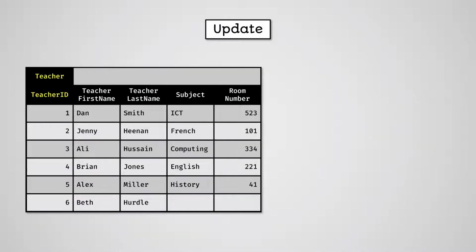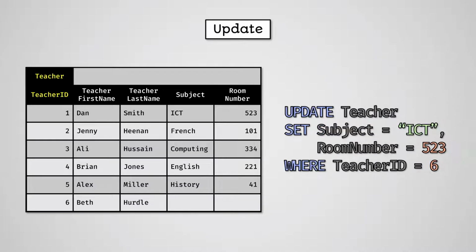If we want to change data in a table, we need to use the update statement. Let's say we now know that Beth Hurdle is also teaching ICT in room 523. As we've already added the record, we will need to update the two empty fields. Running this SQL gives this result. You can see that the subject and room number for Beth Hurdle has been updated. Let's look at the syntax in detail.